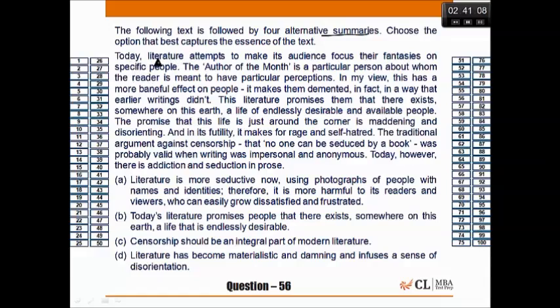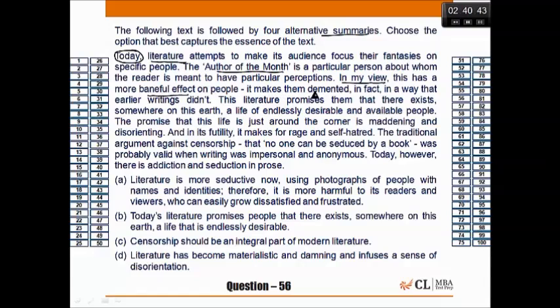Today, literature attempts. So we're talking about literature. What happens today? Okay, attempts to make its audience focus their fantasies on specific people. So it talks about literature today. Okay, the author of the month is a particular person about whom the reader is meant to have particular perceptions, in my view. Okay, what is his view? This has a more baneful effect on people, so he doesn't like what is happening in literature today.